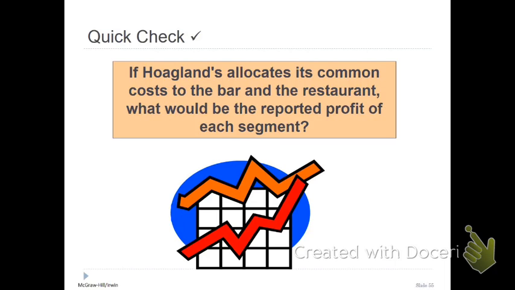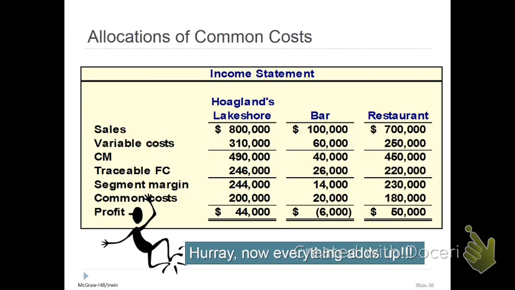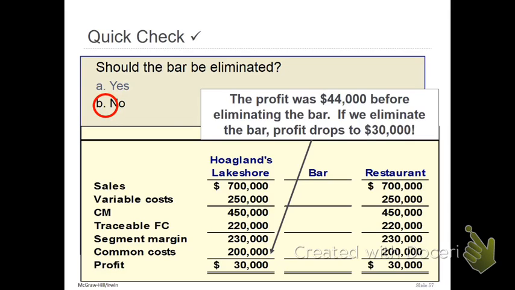If we did that, watch what happens. All of a sudden, when we take those common costs and allocate them to the bar section here, we show that the bar is unprofitable. And since the bar is unprofitable, what should we do? Oh, let's close down the bar because the bar is losing us 6 grand. The problem with this analysis is, should the bar be eliminated? The answer is no.